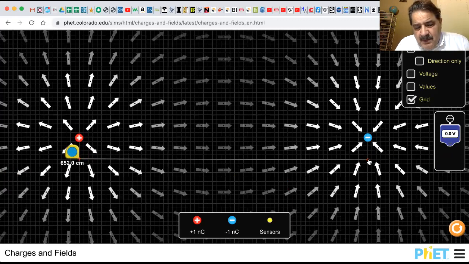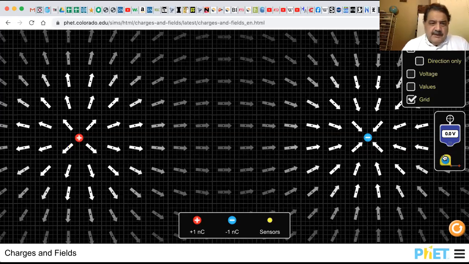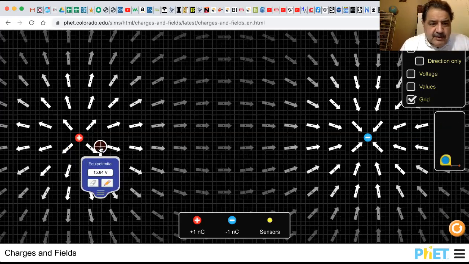It's probably, we can use 650 centimeters, rounded off. I'll take a shot of that, and let's retire that tape measure. And now let's start plotting equal potential lines.